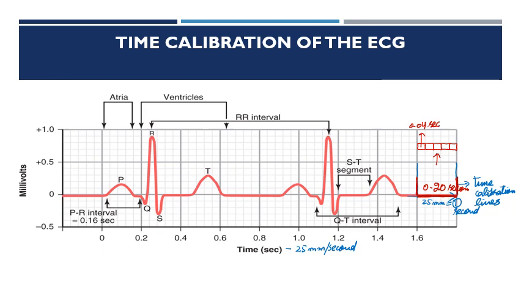So each large box in horizontal direction is equal to 0.20 seconds, and each small box represents 0.04 seconds.